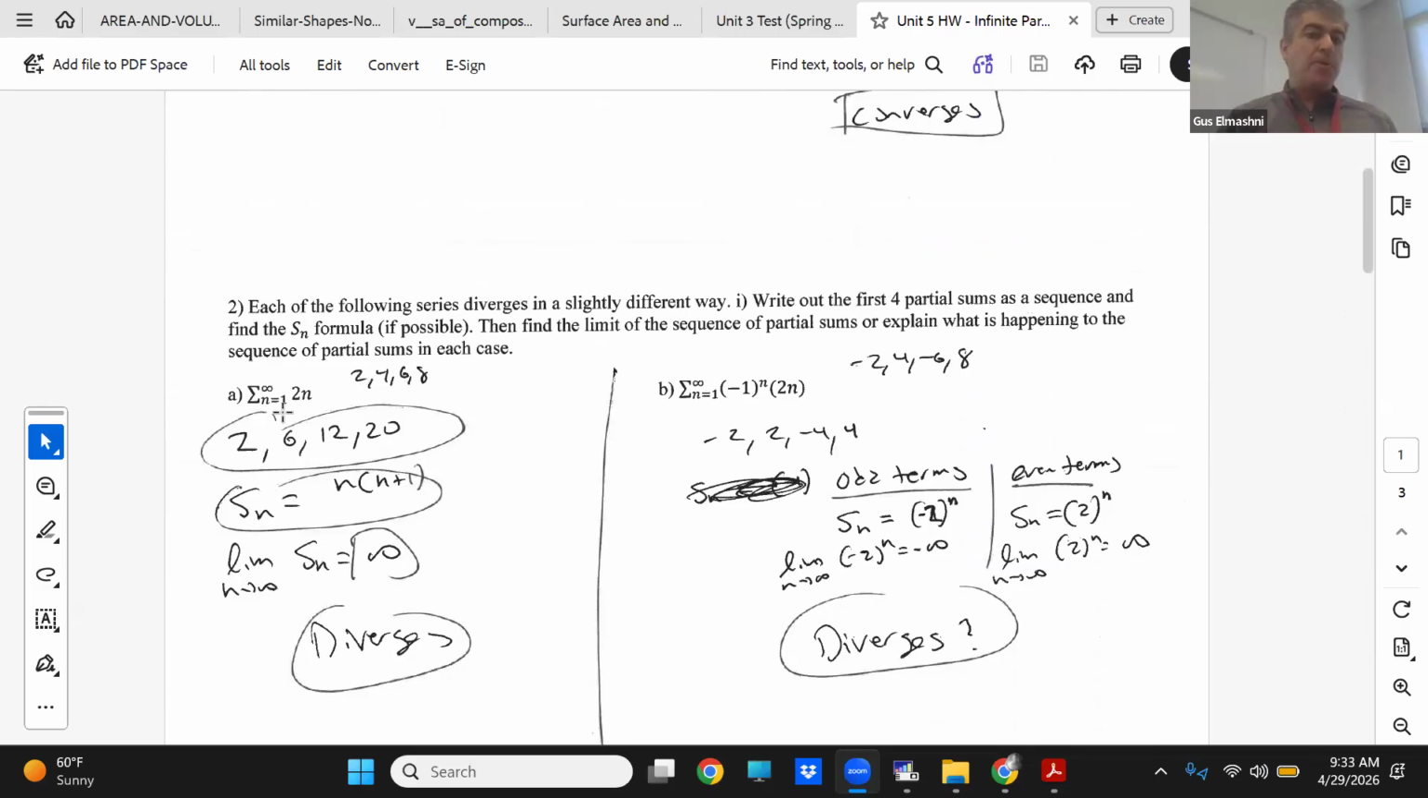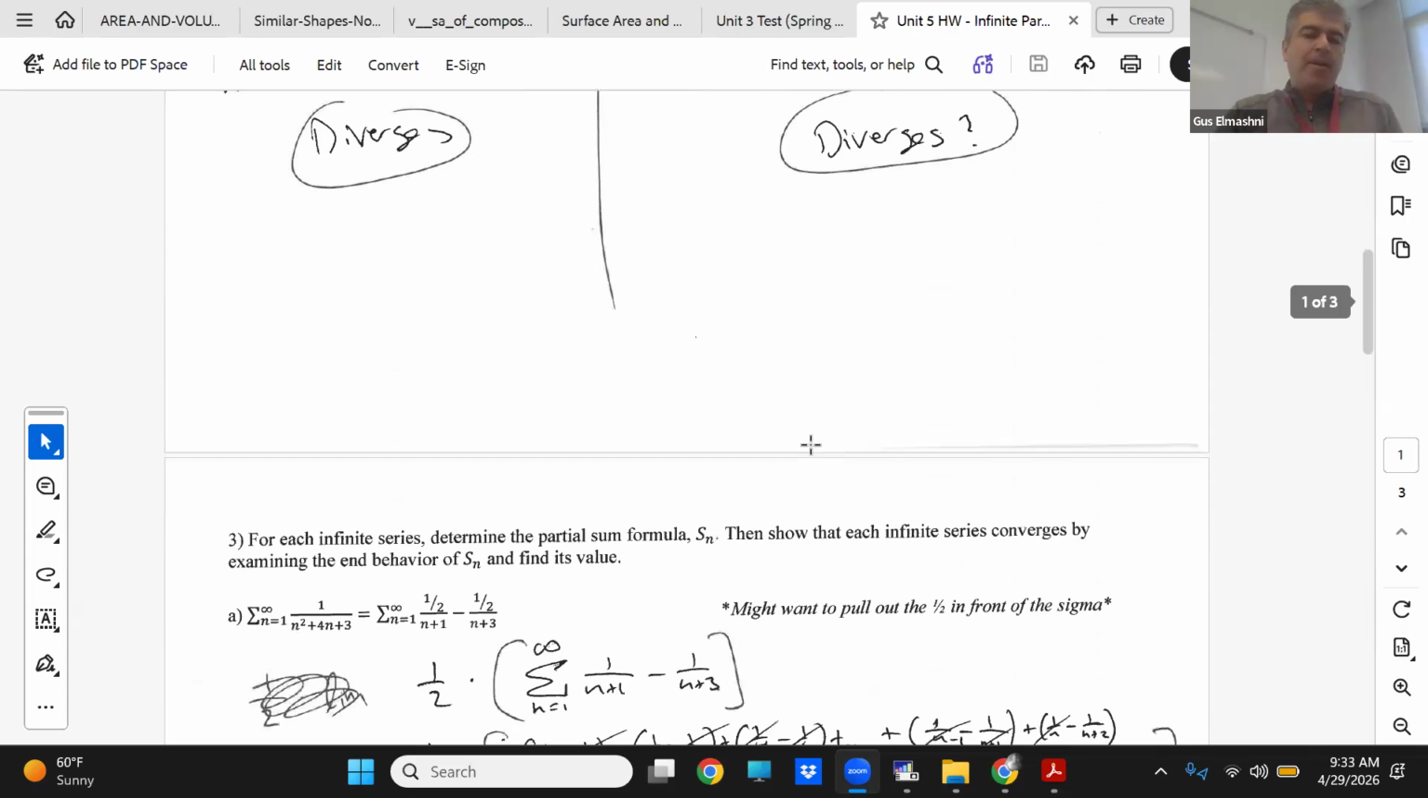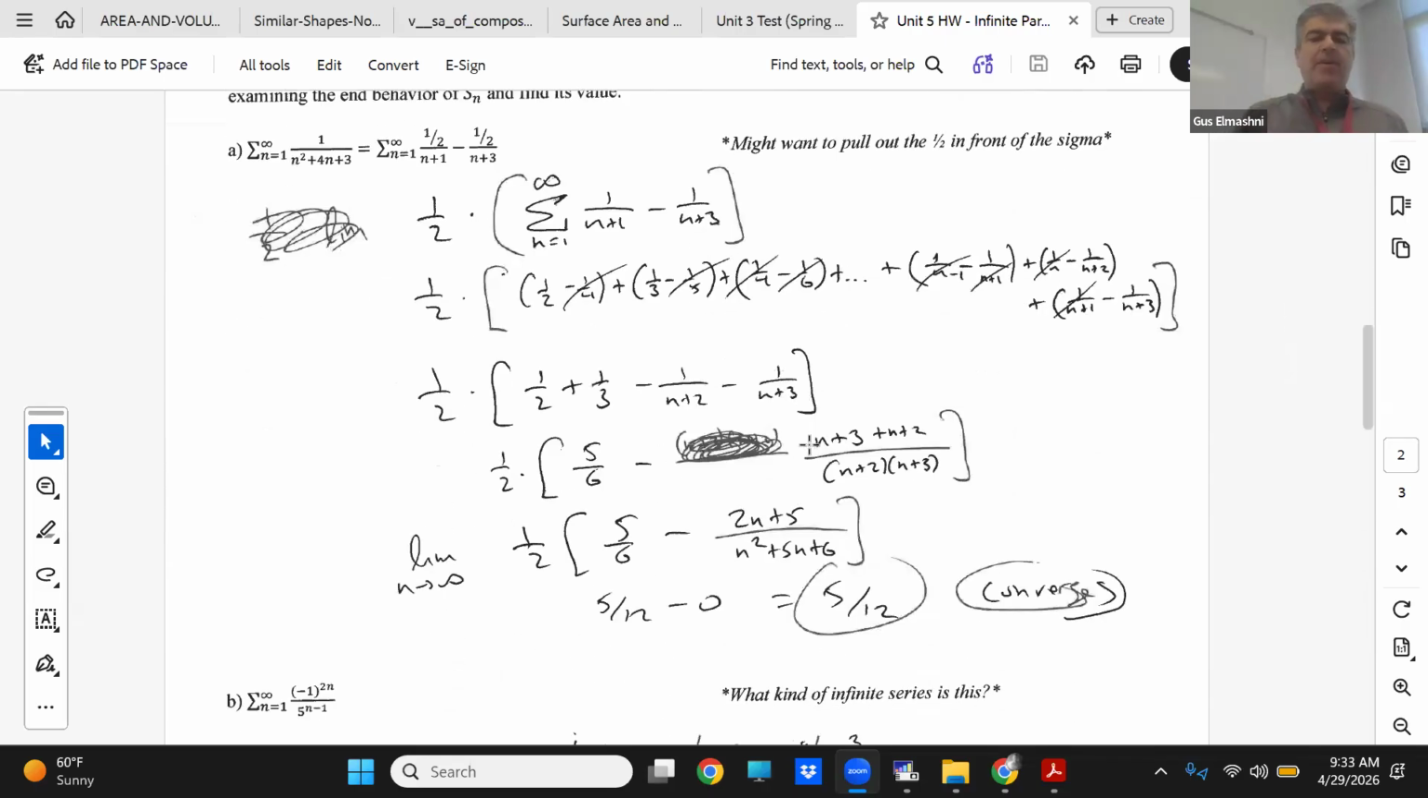like for number 2A, I wrote out the partial sums, right? 2, 6, 12, 20. Here I wrote the partial sums to see the pattern. But this one we kind of suspect, as we saw from the notes 2 days ago, we expect a bunch of things to cancel. So that's what's happening with part A.